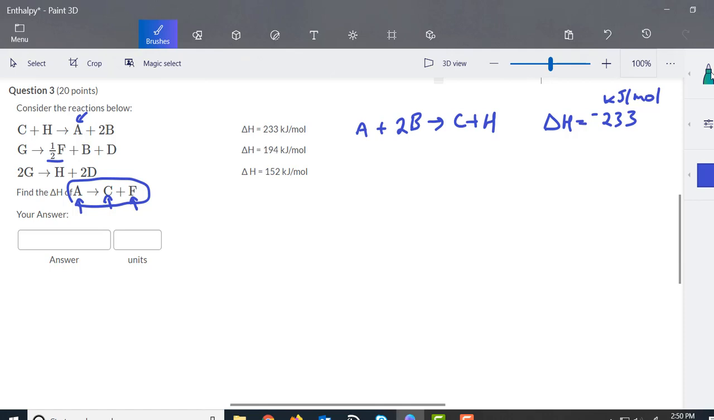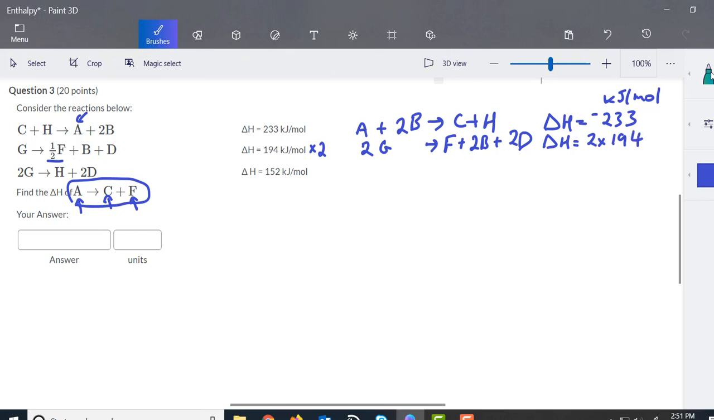So what I'm going to do is take that 1 and multiply it by 2. So that would be 2G gives F plus 2B plus 2D. Now the delta H there is going to be 2 times 194 kilojoules per mole.